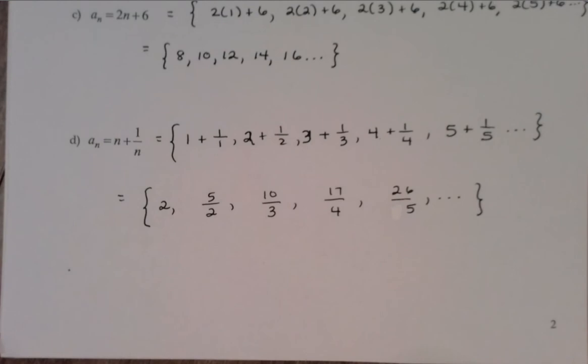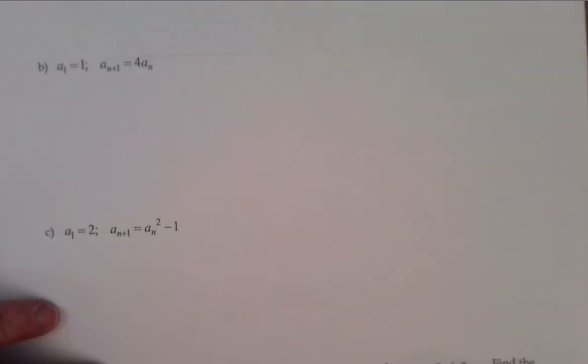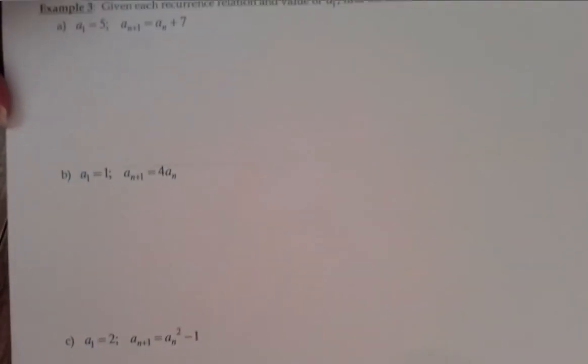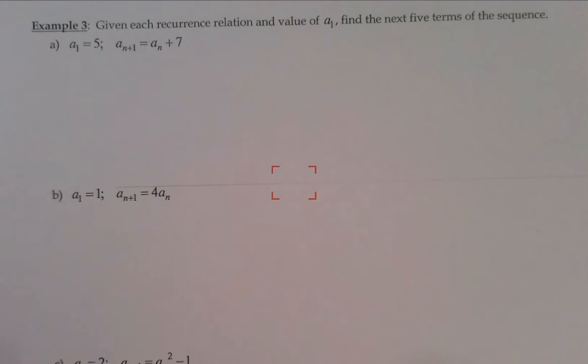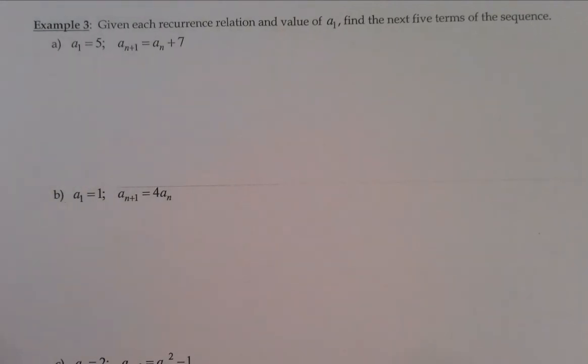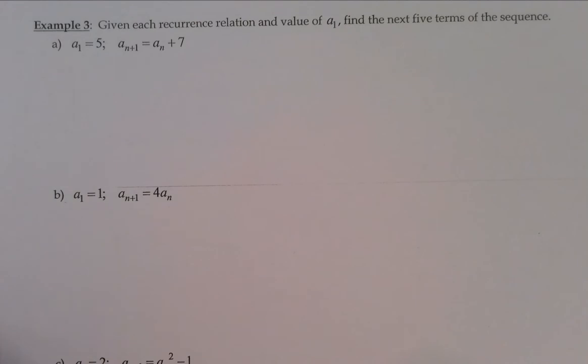All right, so those are our explicit formulas. And again, it's really as simple as just plugging in the values. On the next page, next example, we're going to look at some examples of recurrence relations. So given each recurrence relation and value of A1, find the next 5 terms of the sequence. Notice that because each term of a recurrence relation depends on the previous term, you have to have a starting term. Otherwise, you have nothing to perform the recurrence relation on.